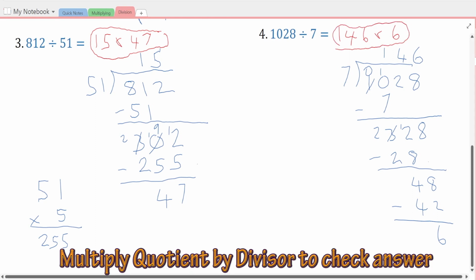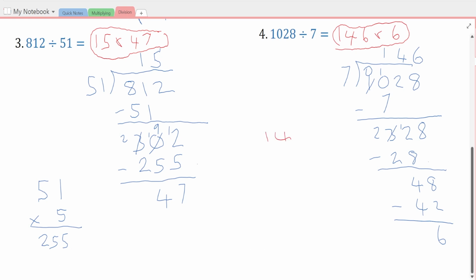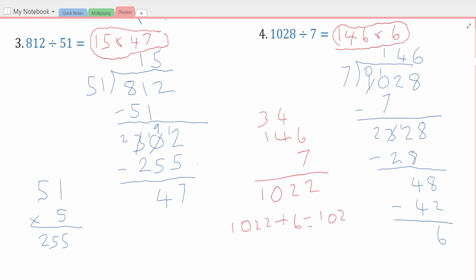And I'll go ahead and multiply this out so you can see what I mean. 146 times 7. 7 times 6 is equal to 42. Put the 2 here. 7 times 4 is equal to 28, plus 4 is equal to 32. Put the 2 here. Carry the 3. 7 times 1 equals 7. 7 plus 3 equals 10. So that's 1022. Now 1022 plus the remainder of 6 is equal to 1028. So that indeed checks out.